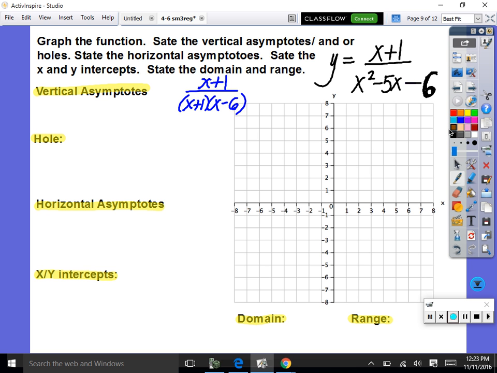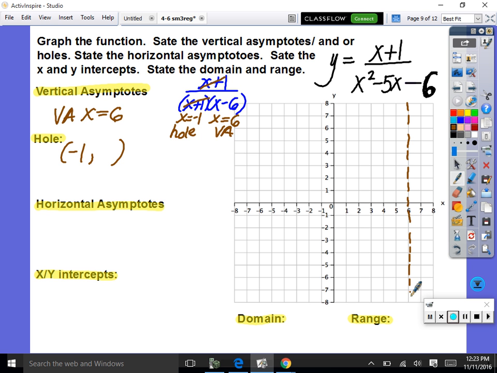So then you say, what are my discontinuities? When x equals negative 1 and when x equals 6. What kind of discontinuities are they? This one is a hole, because it divided out. Ding, ding. And then at x equals 6, there's our vertical asymptote because it doesn't divide out. So we go draw in our vertical asymptote at x equals 6.